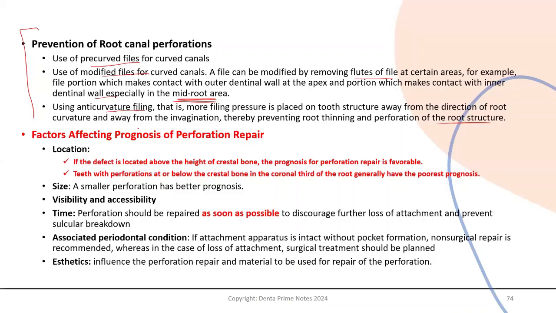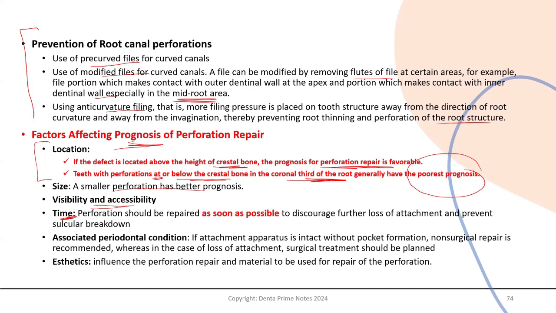Now, very important, prognosis of root canal perforation. One of the very important factors for the prognosis of perforation repair is its location. If the defect is located above the height of crestal bone, it's almost the best, a favorable prognosis. Teeth with perforation at or below the crestal bone in the coronal third of the root have the poorest prognosis. So even if the mid-root portion has a bad prognosis, the perforation at or below crestal bone is the worst. Then size: a small perforation has a better prognosis. Visibility and accessibility: if it's visible and accessible, it has a good prognosis.